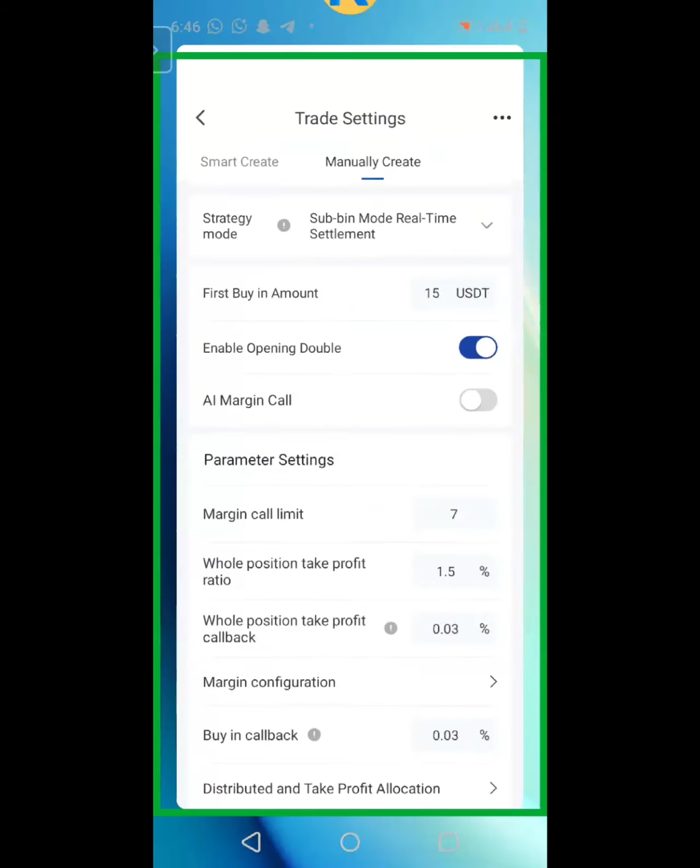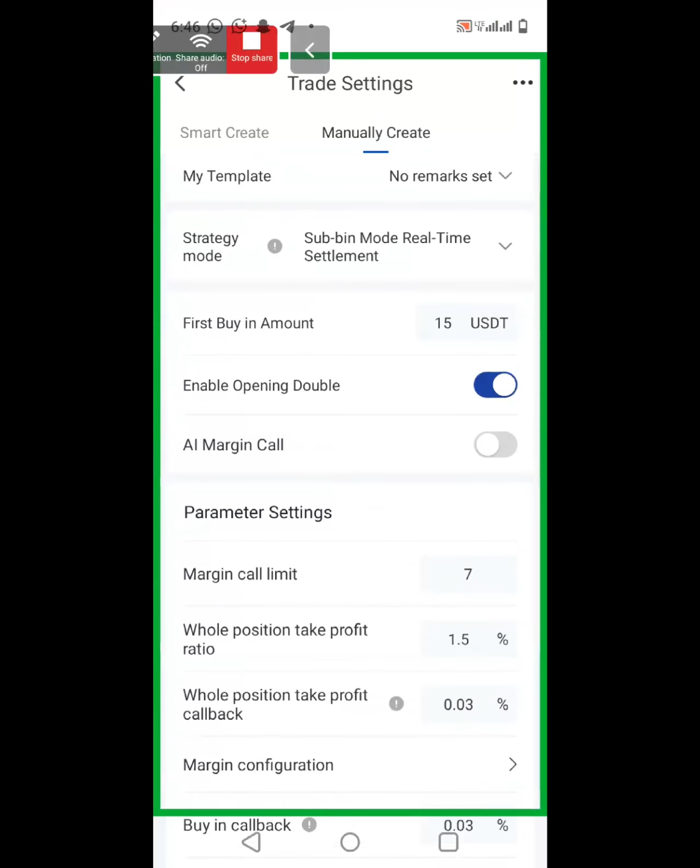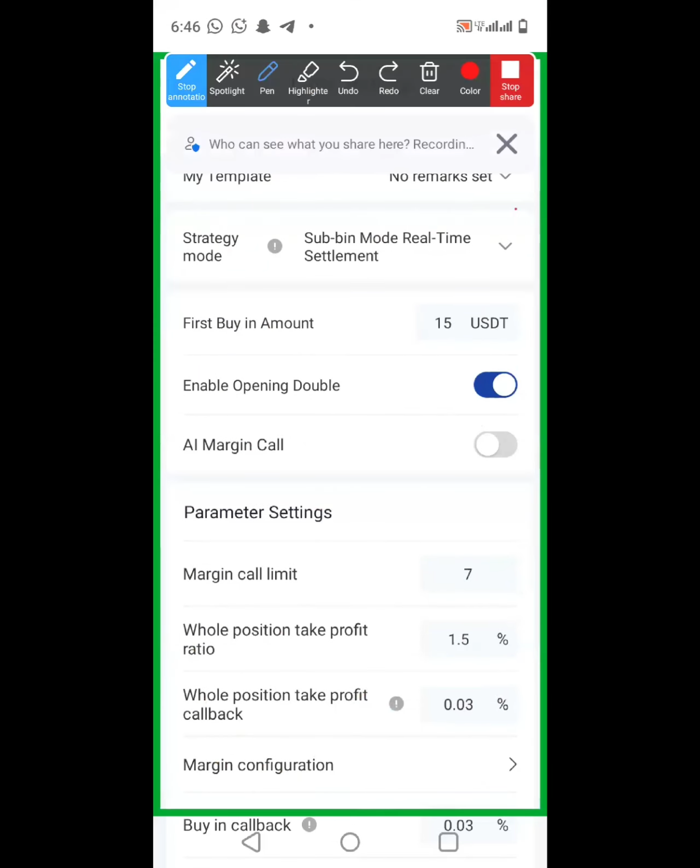Now, in sub-in real-time settlement, once you click on that strategy mode and you put it on sub-in real-time settlement, it means that when the robot buys magical 1 for you, maybe this one is $10, magical 1. Remember that is 7 magical, that means the robot will buy 7 times. Now, when the market comes in again, because there's money in your exchange wallet, it buys another $10, which is number 2 from this 7, because we put it 7 times.